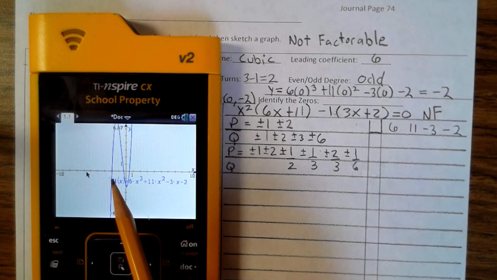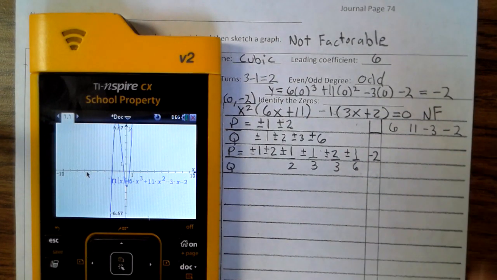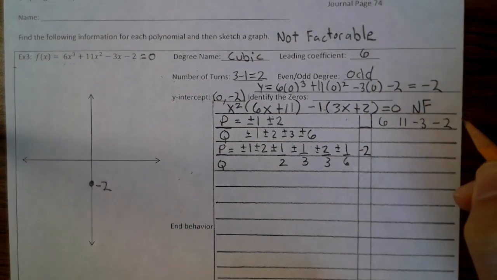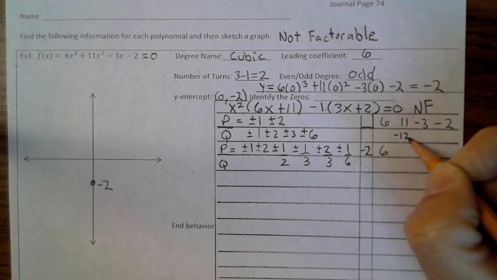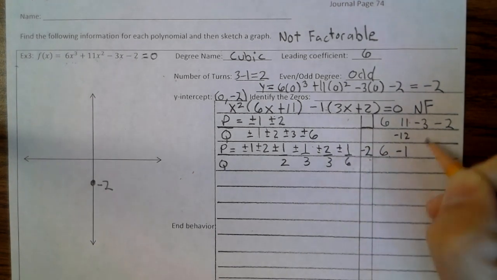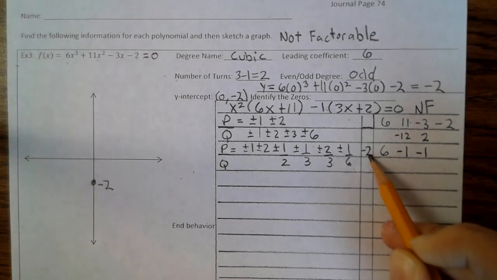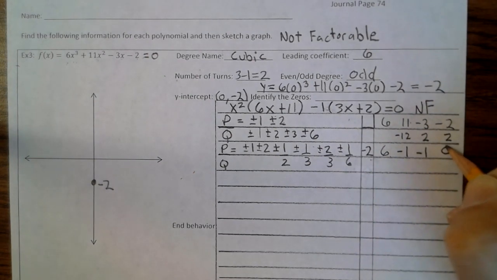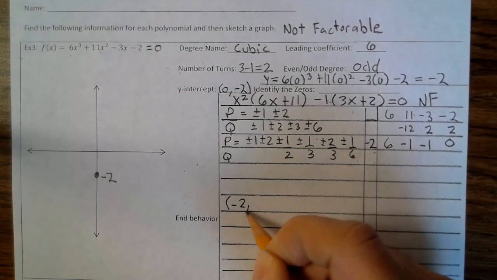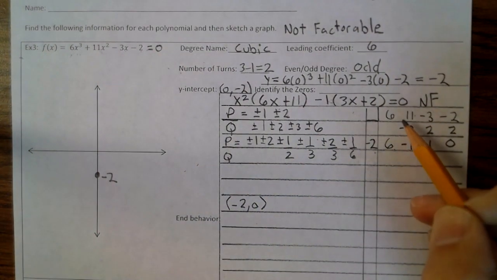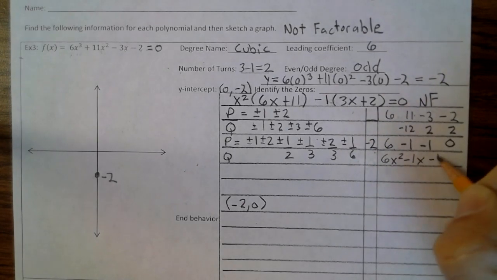So we're going to start with synthetic division with negative 2. Now we bring down the 6. Negative 2 times 6 is negative 12, that combines to be negative 1. Negative 2 times negative 1 is positive 2. Negative 3 and 2 is negative 1. Negative 2 times negative 1 is positive 2. We have a remainder of 0. So we know one of our zeros is negative 2, 0. Now, this was x cubed, now it's x squared, so we can factor it. So we have 6x squared minus 1x minus 1 equal to 0.